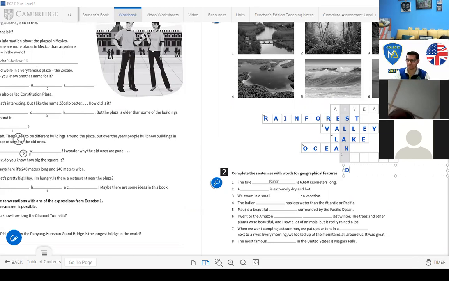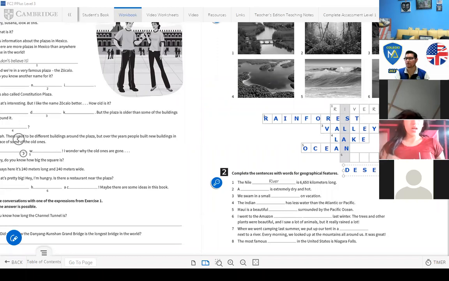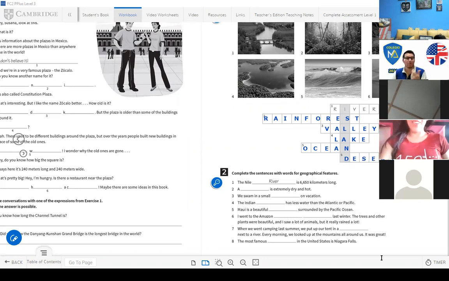You have the answer. Number 6 is dessert. Or desert, sorry, not dessert. Desert, because dessert is something that you eat after your lunch. This is this desert. Okay, and now we have all the answers here. So let's go to the next part.